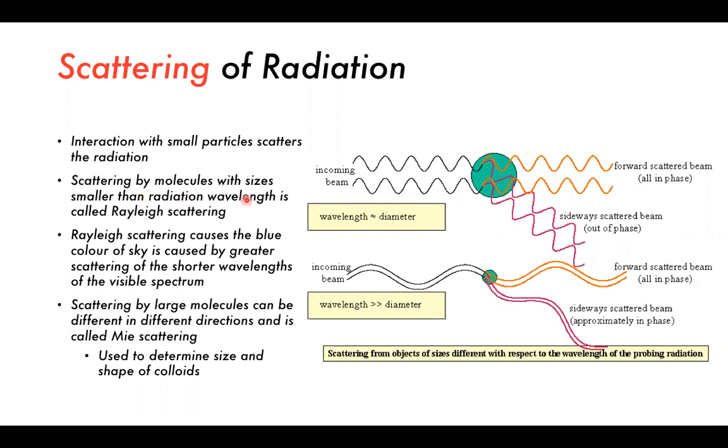So the scattering by molecules with sizes smaller than the radiation wavelength is called Rayleigh scattering. Rayleigh scattering causes the blue color of the sky and is caused by greater scattering of the shorter wavelengths of the visible spectrum. Scattering by large molecules can be different in different directions and is called Mie scattering. This is used to determine the size and shapes of colloids. So colloids are suspensions of droplets in a liquid. So milk is a typical colloid.